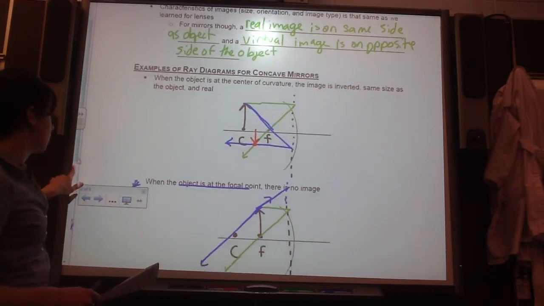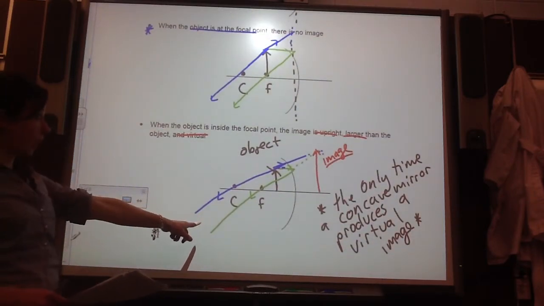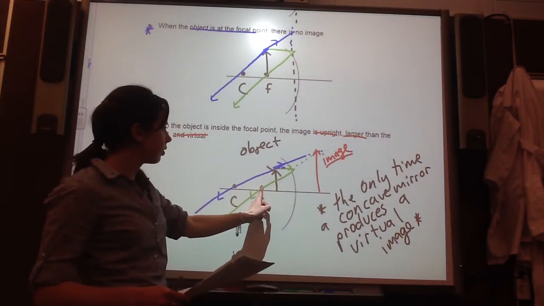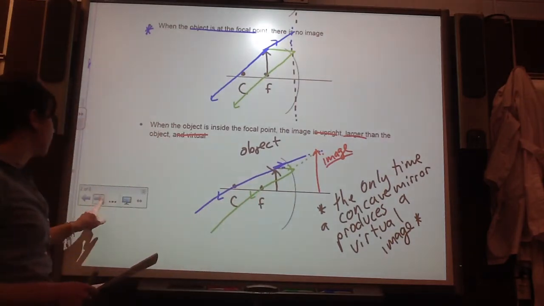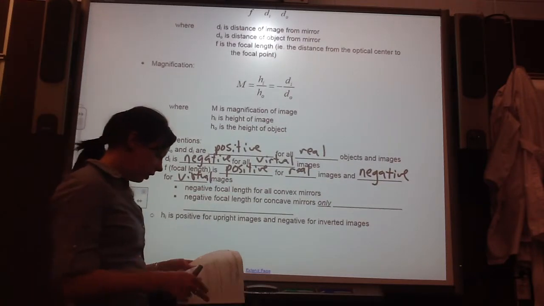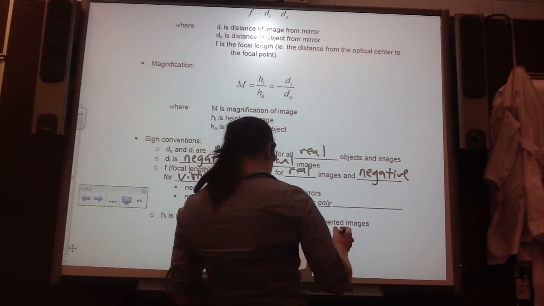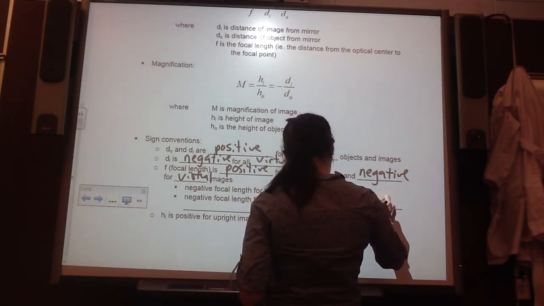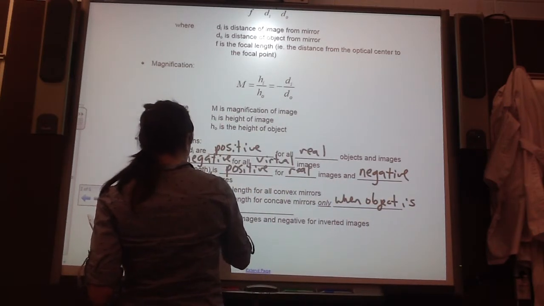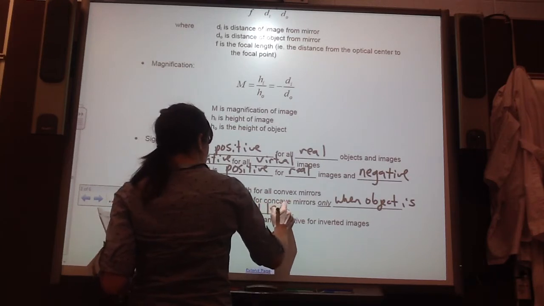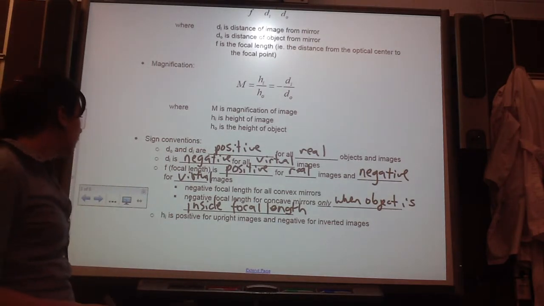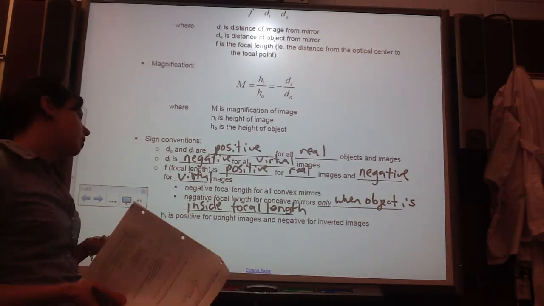So for our concave mirrors, only when the object is in front of the focal length is your F negative. So negative focal length for concave mirrors only when the object is inside the focal length, or closer to the mirror than the focal point. Okay. The HI is positive for upright images and negative for inverted.